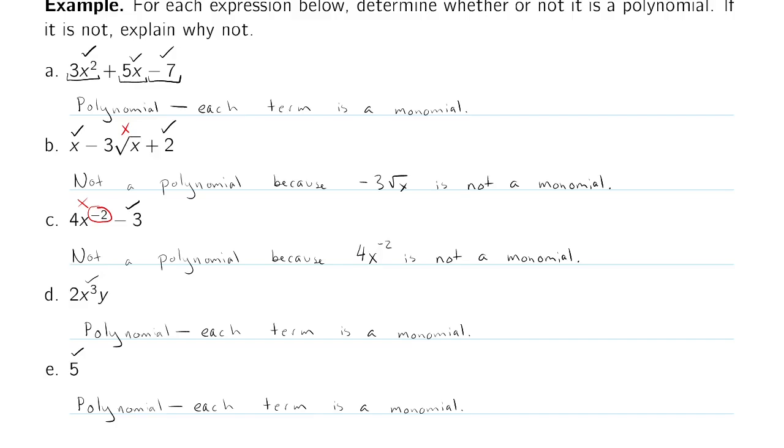So to identify an expression as a polynomial, we just look at each of its terms and we see whether or not each term is a monomial. If each term is a monomial, then it's a polynomial.